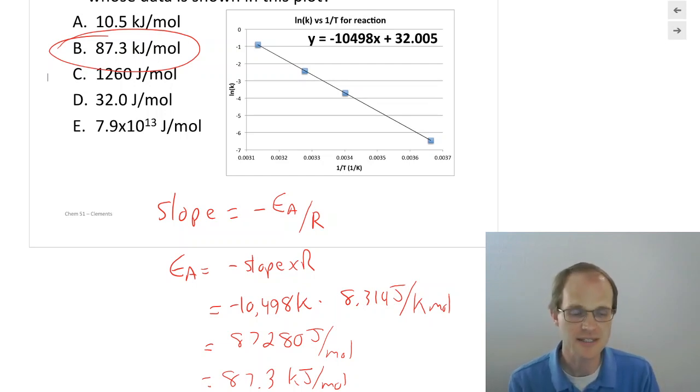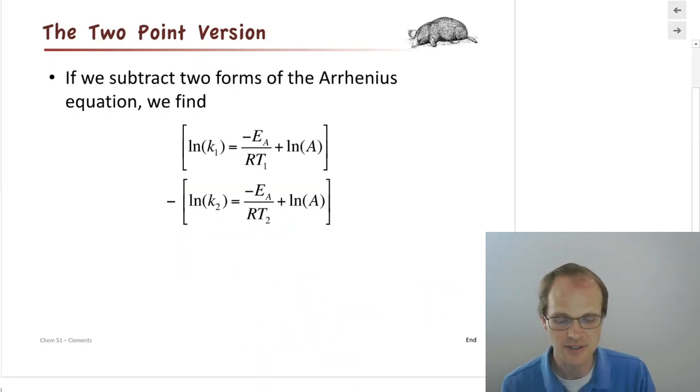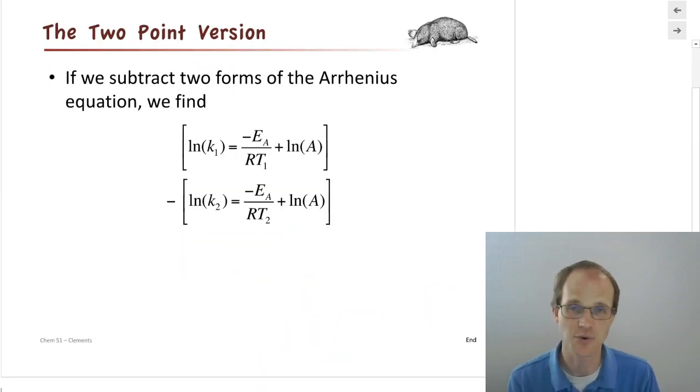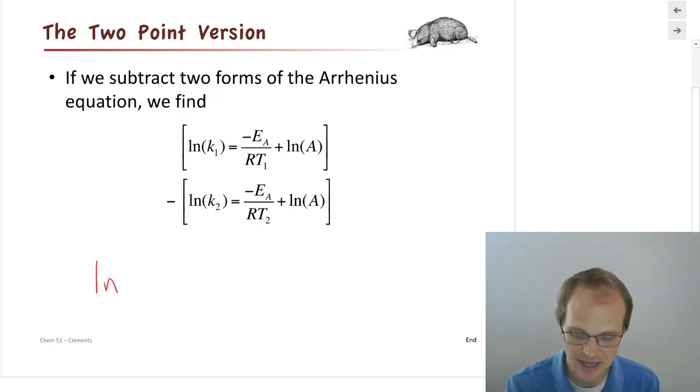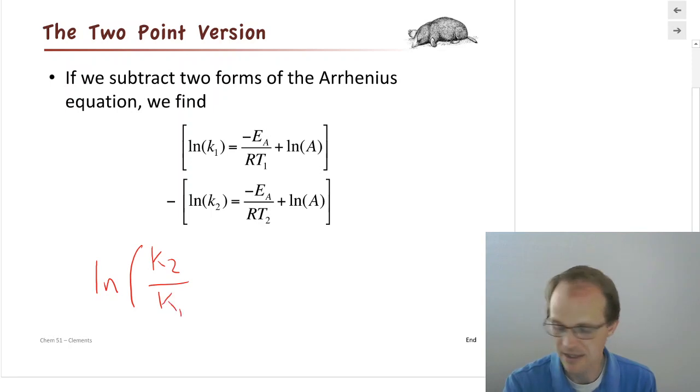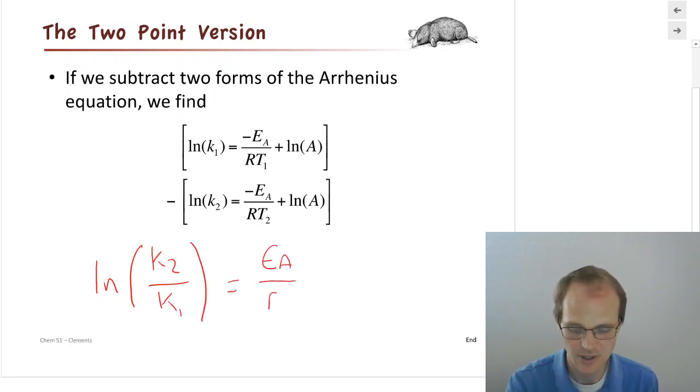So plotting's great, but sometimes you only have 2 data points. So some people will use the subtraction form of the Arrhenius equation, where they take the Arrhenius equation for K1 and temperature 1 and subtract the Arrhenius equation for K2 and temperature 2. I'm going to spare you the details of the algebra and just give you the result. ln of K2 over K1 is EA over R times 1 over T1 minus 1 over T2.